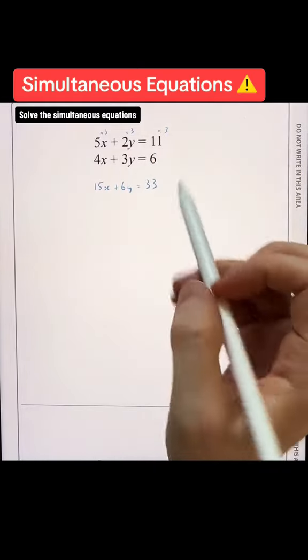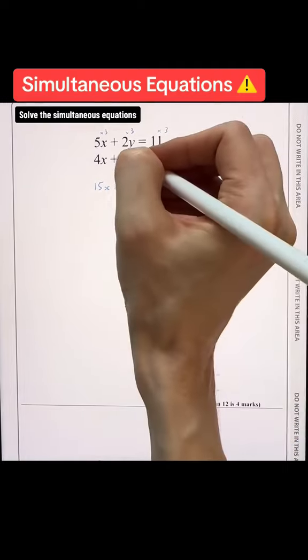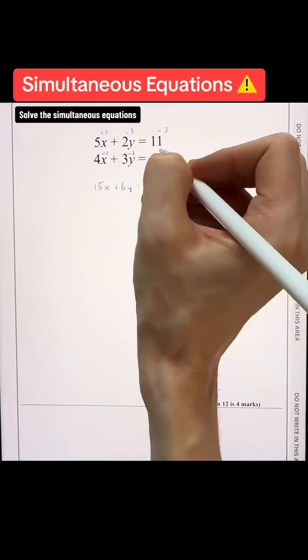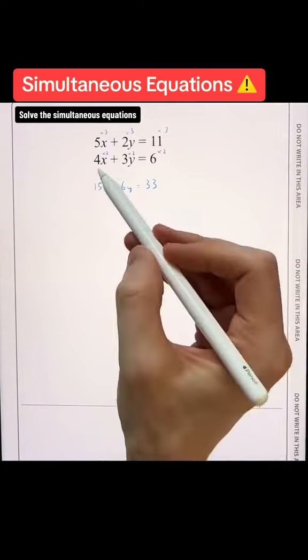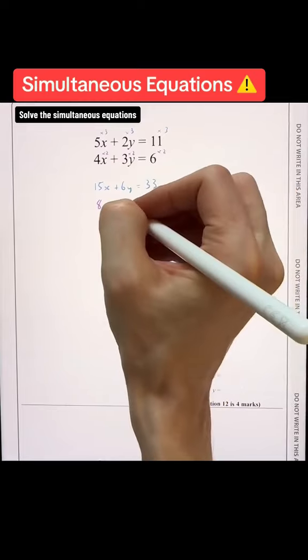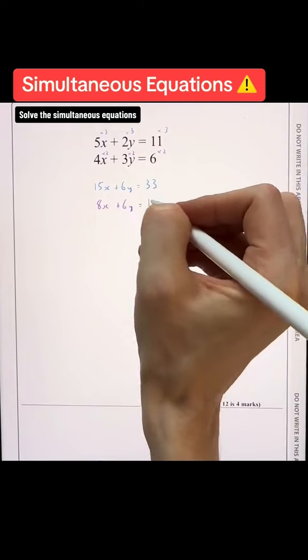Now looking at equation 2, what do I times 3 to have a 6 in front of the y? I need to times it by 2. Hence, again, I must times that whole equation, and this time equation 2, right the way through by 2. 4x times 2 will give us 8x. 3y times 2 will give us 6y. On the right-hand side, 6 times 2 gives us 12.